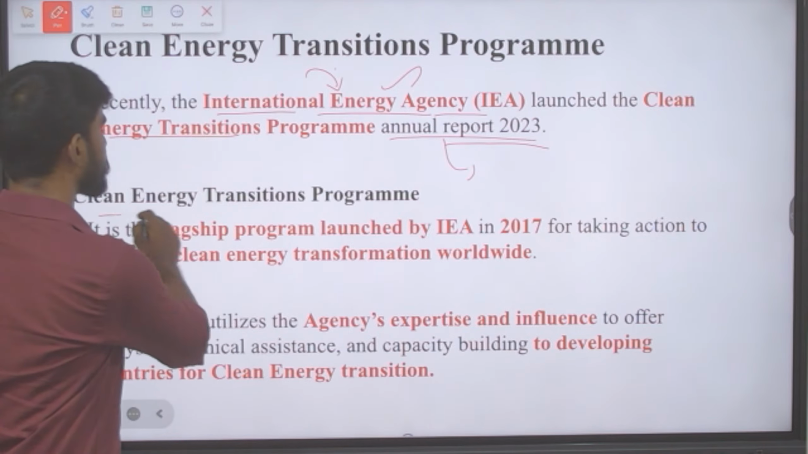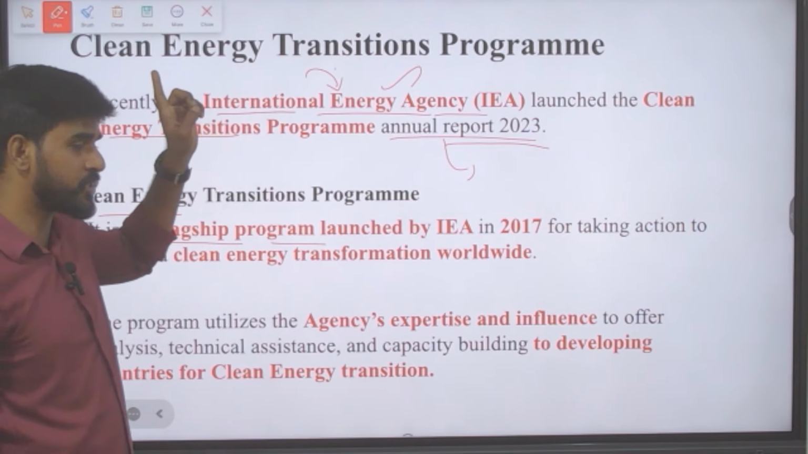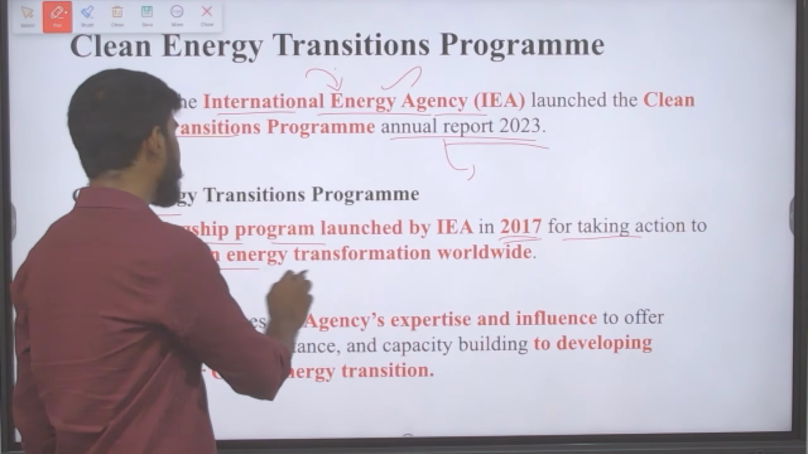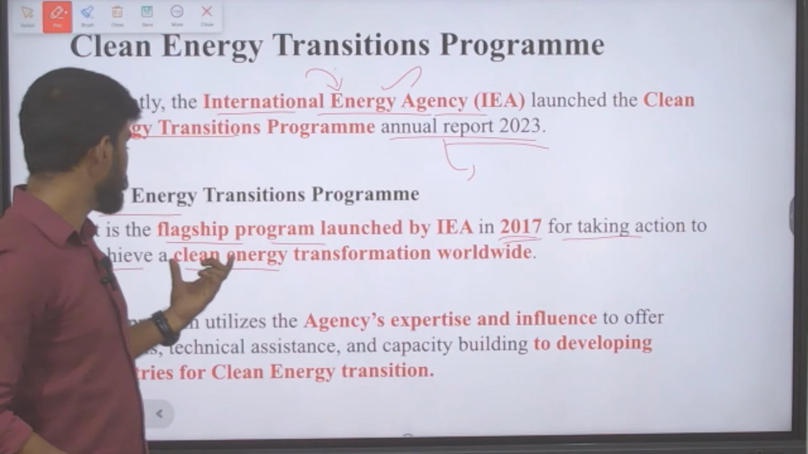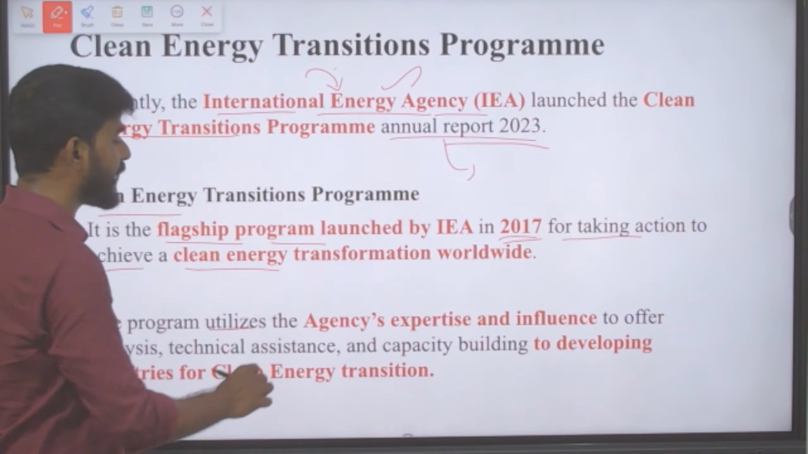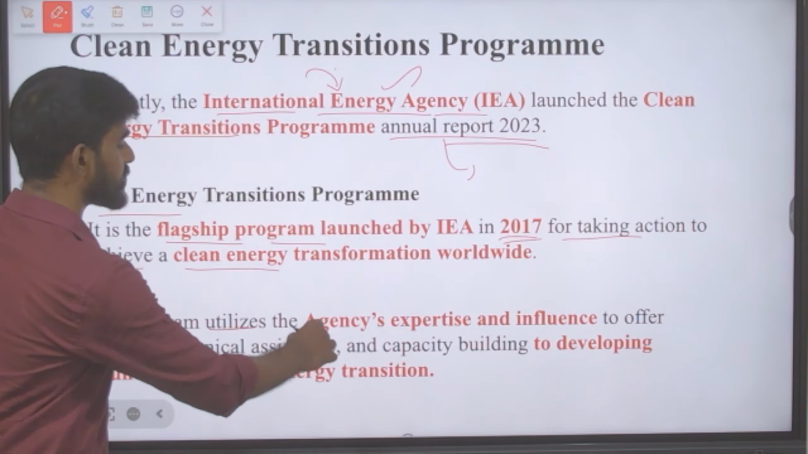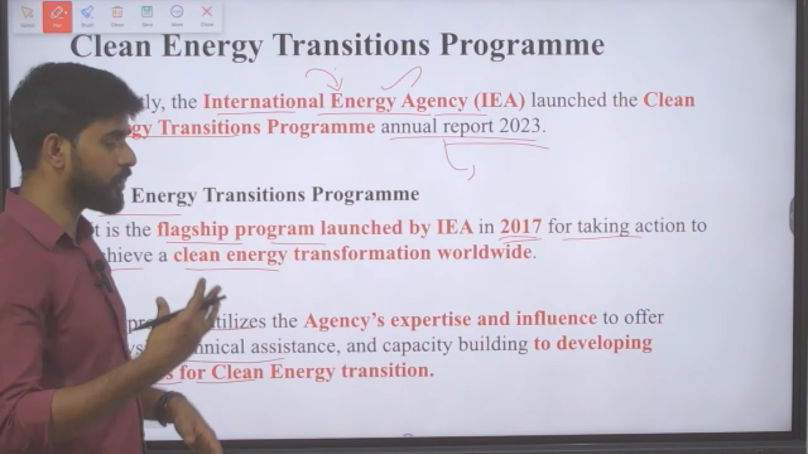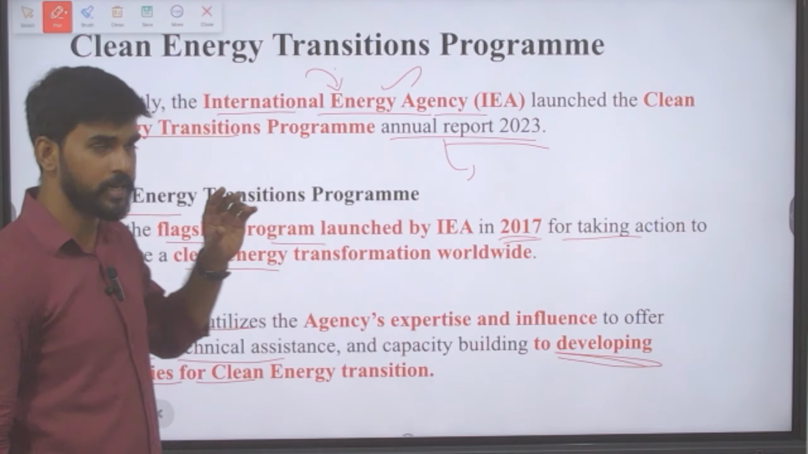So Clean Energy Transition Program, it is the flagship program which was launched by International Energy Agency in which year? In 2017, for taking action to achieve clean energy transformation worldwide. Obviously, the objective is transition to clean energy. Okay, and the program utilizes the agency's expertise and influence to offer analysis, technical assistance, and capacity building to developing countries for clean energy transition. So here the focus must be on the developing countries. So they are focusing on developing countries.